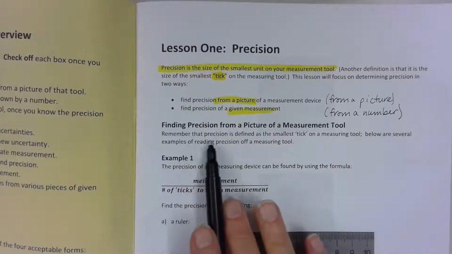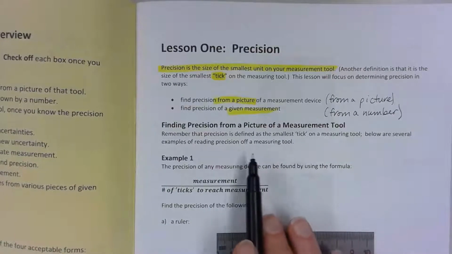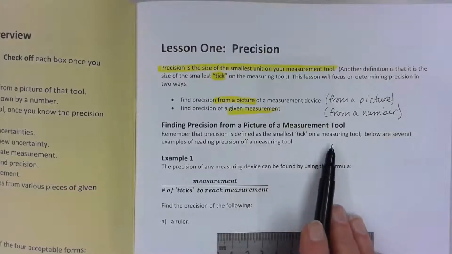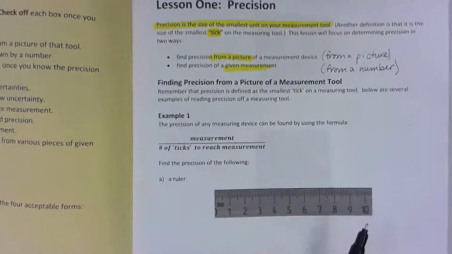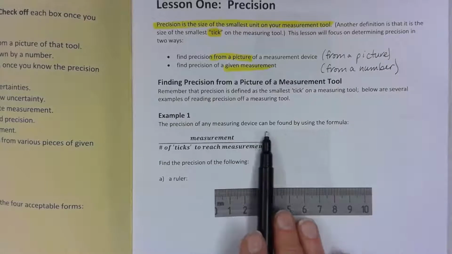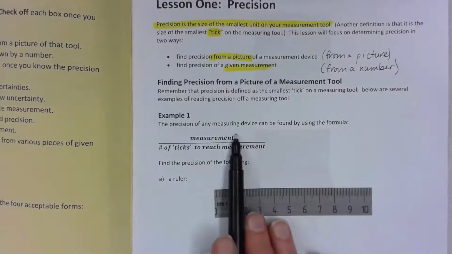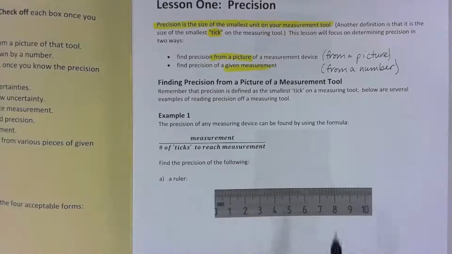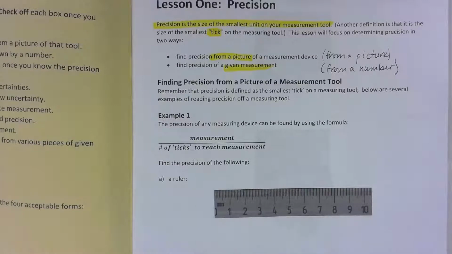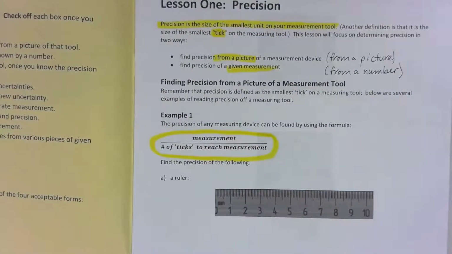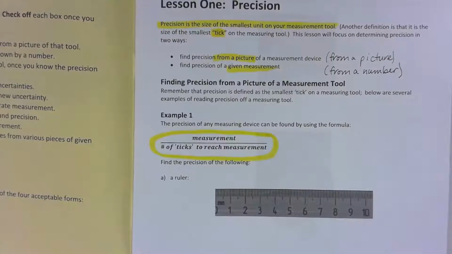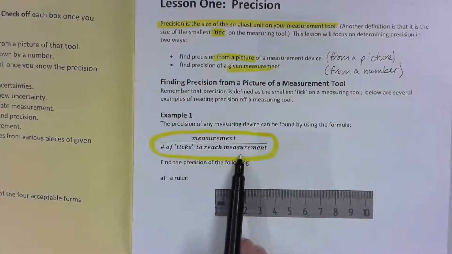So let's see this first one. Finding precision from a picture of a measurement tool. Remember that precision is defined as the smallest tick on a measuring tool. Below are several examples of reading precision off of a measuring tool. Example 1. The precision of any measuring device can be found by using the formula, the measurement divided by the number of ticks. Sometimes you don't really need a formula, but a formula always seems to help students. So whatever measurement is recorded that we can see, the first number that you can see, divided by how many ticks there are.